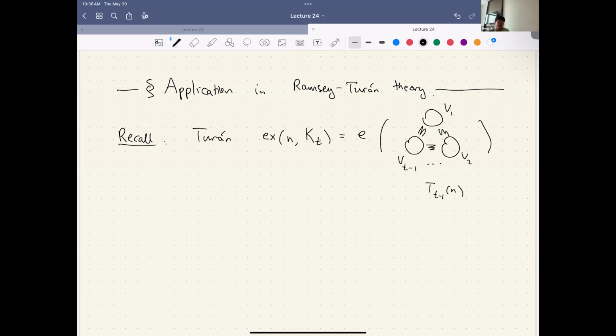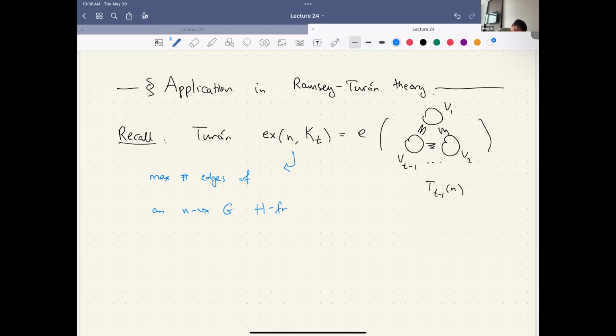So this maximizer, let me write it again. This is the maximum number of edges of an n-vertex graph G which is H-free. But this maximizer here in particular is very highly structured. In particular, it has a large independent set. It has an independent set of size linear in n, if t is a constant.